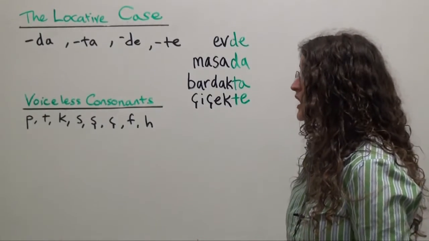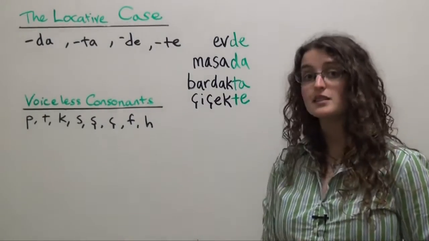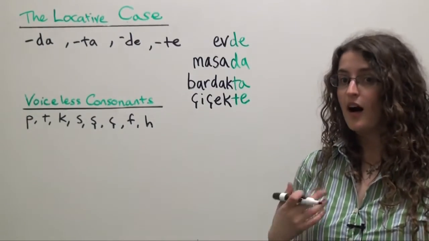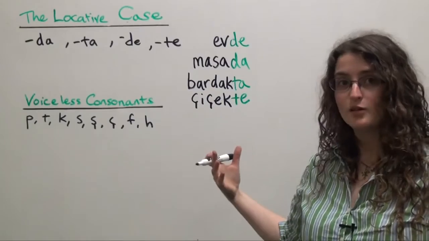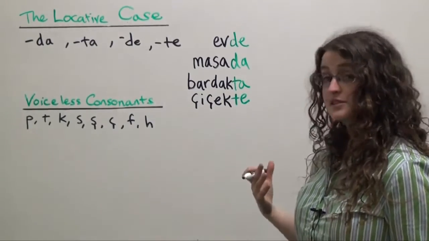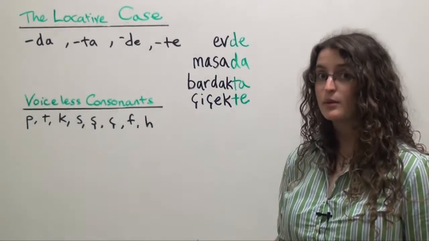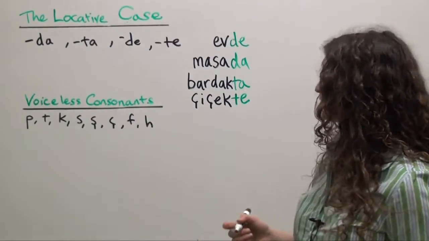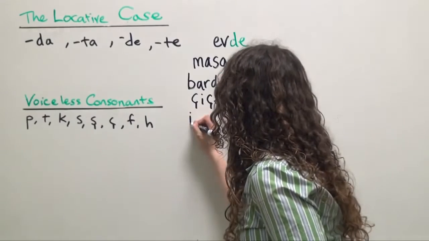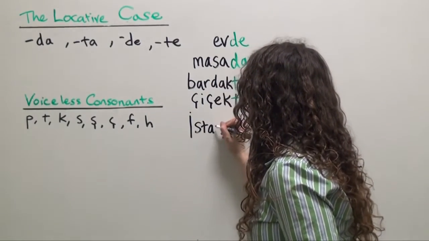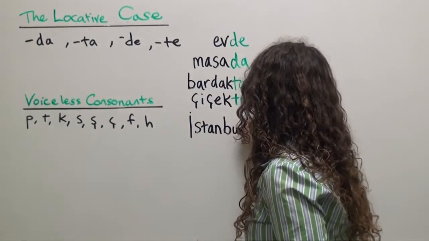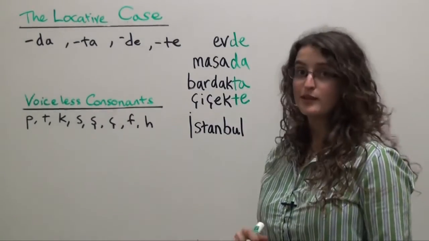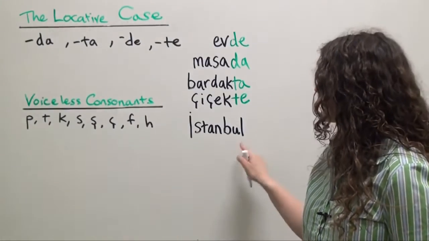That's pretty simple. Now, we can also add the locative case ending to a proper noun, like the name of a person, like if you want to say on Bill or something, and to the name of a city. For example, if you want to say in Istanbul, you're going to start with the Turkish word Istanbul. But we want to say in Istanbul, so we're going to add the appropriate version of the locative case ending.